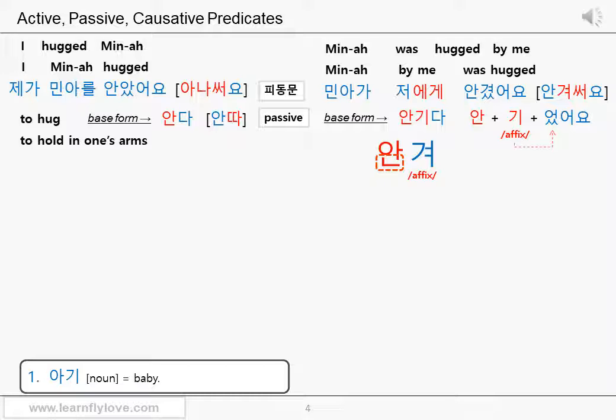Okay? How about the sentence we are looking at right now? 미나가 저에게 안겼어요. As we told you, Mina can be the one who took the action too. She came into my arms to be hugged. I just put my arms around her. To my arms. Into my arms. 에게, right? She 안기다. To me.